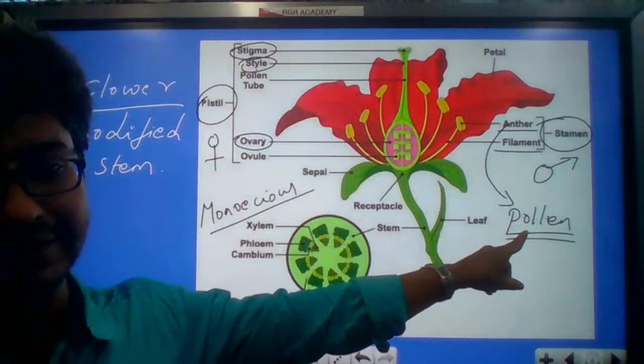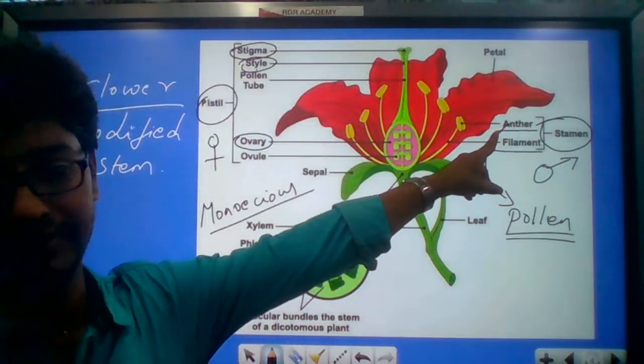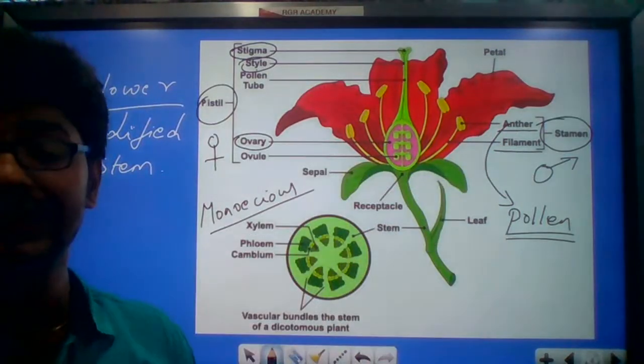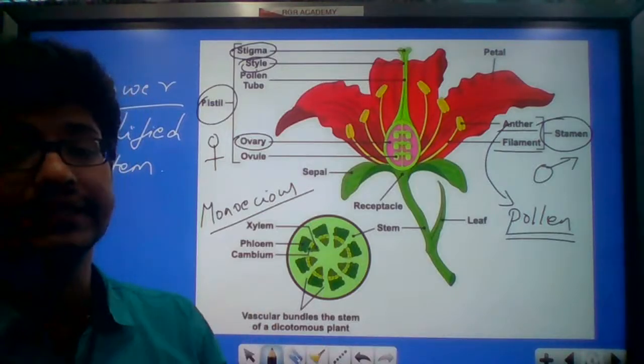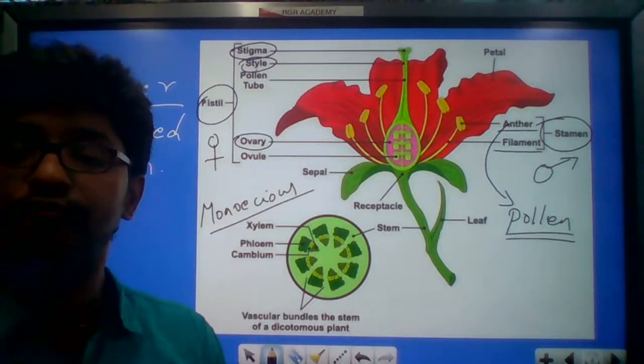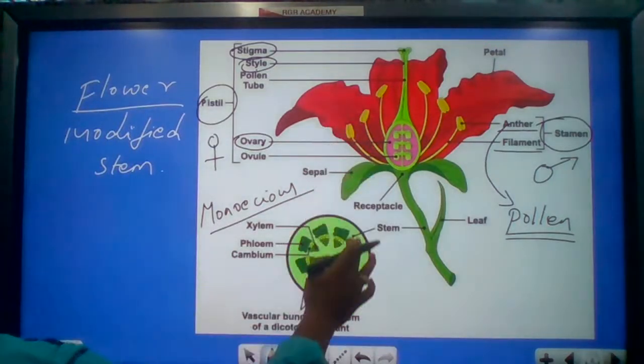From where is the pollen grain produced? The pollen grains are produced from the stamen, that is, from the anther. That we're going to discuss through the process called microsporogenesis for male, and megasporogenesis in the case of female. That we're going to discuss very shortly. So this is about the flower structures.